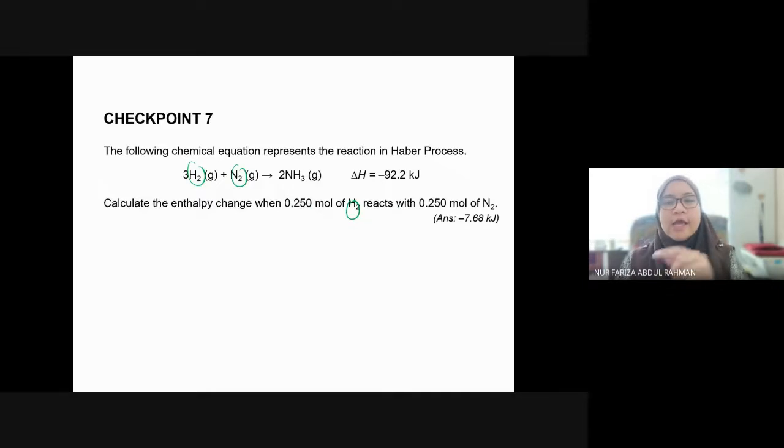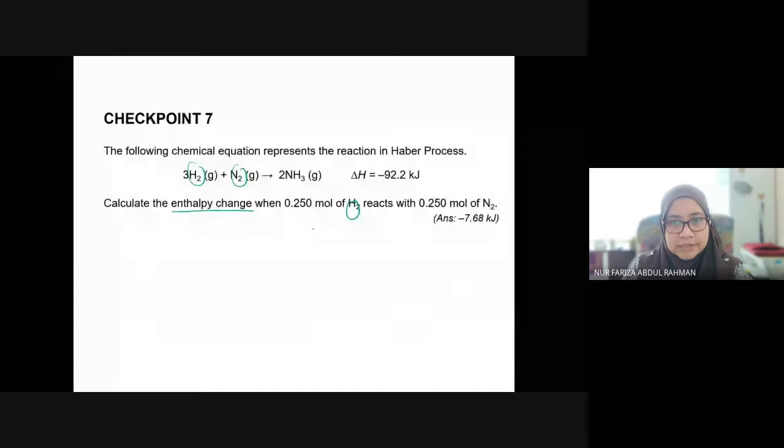Okay. In this case, we have to consider the limiting reactant, because they ask for the enthalpy change. How much heat is released if we react these two together? So we have to consider whether either of these two is the limiting reactant, because if one of them is the limiting reactant, of course the reaction will stop, since the limiting reactant is used up. So the amount of heat released depends on the limiting reactant.